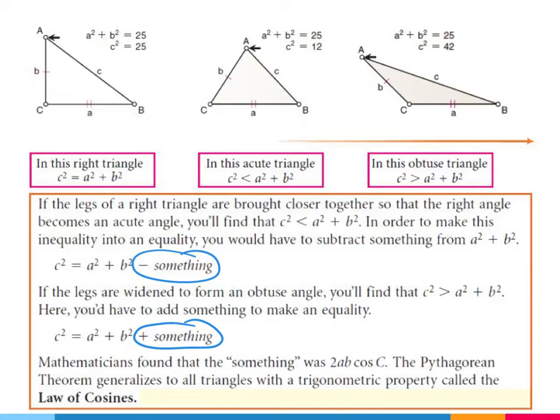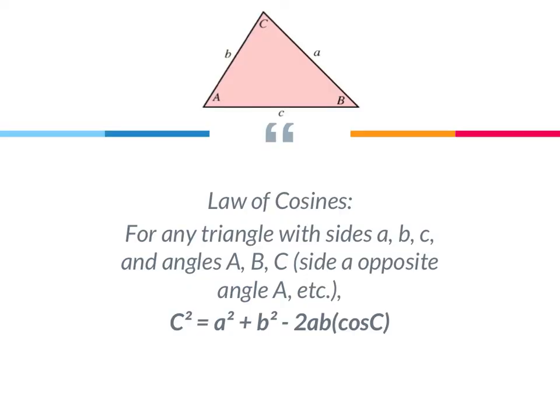So let's take a look at this property, the law of cosines. So the law of cosines says for any triangle with sides a, b, c and angles A, B, C, of course the side a has to be opposite of angle A, and so on. This should be a little c because it's the side c. So c squared equals a squared plus b squared minus 2 times a times b times the cosine of angle C.